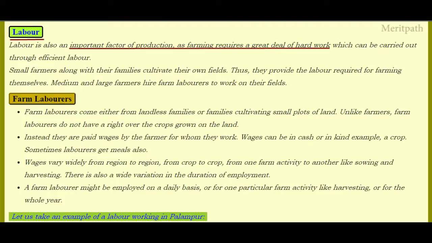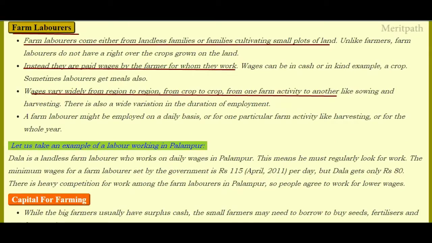Labor is an important factor for production. Farming requires a great deal of hard work, which can be carried out only through efficient labor. Small farmers, along with their families, cultivate their own fields. Thus, they provide the labor required for farming themselves. But medium and large farmers hire farm laborers to work on their fields. Farm laborers either come from landless families or families cultivating small plots of land.